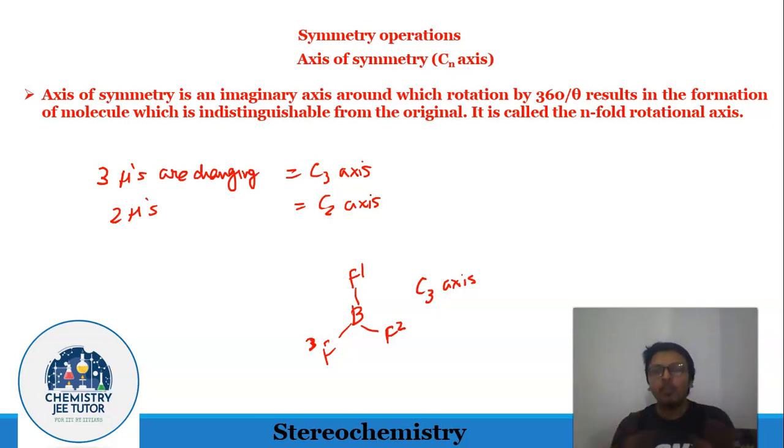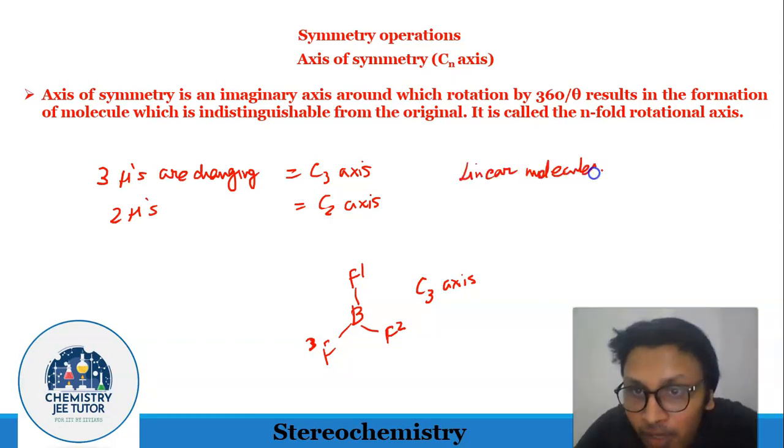You don't always have to visualize the angle. Sometimes it becomes difficult for students who are studying for the first time to visualize angles. So this is a simple trick. You just change the atoms and see how many atoms change their positions. That is the n. This is a rule which doesn't hold good for linear molecules.